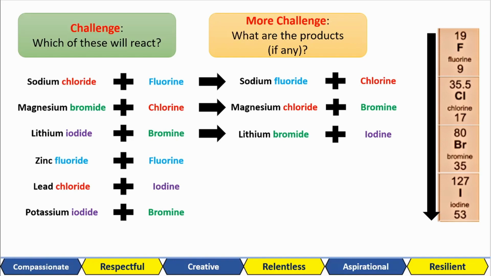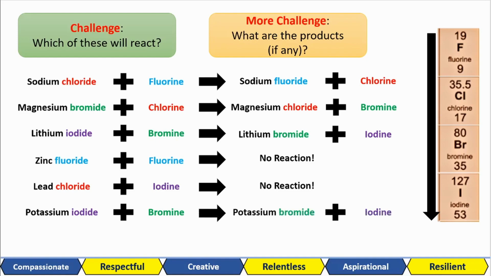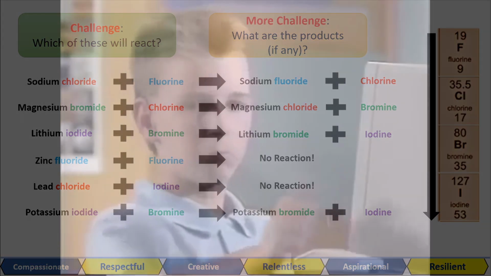The next one, there is no reaction because fluorine and fluoride ions have the same reactivity. Iodine is lower than chlorine, so there's no reaction here as well. And finally, bromine is higher than iodine, so this reaction will form potassium bromide and iodine. Lovely jubbly.